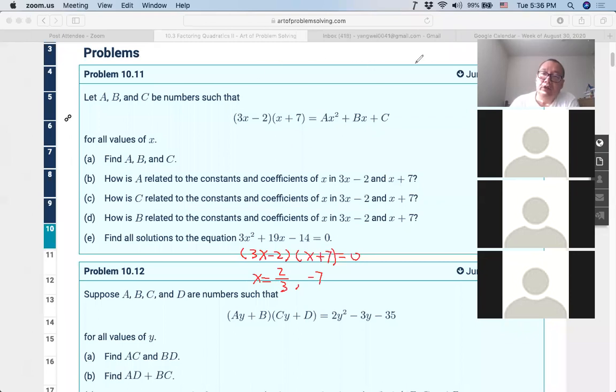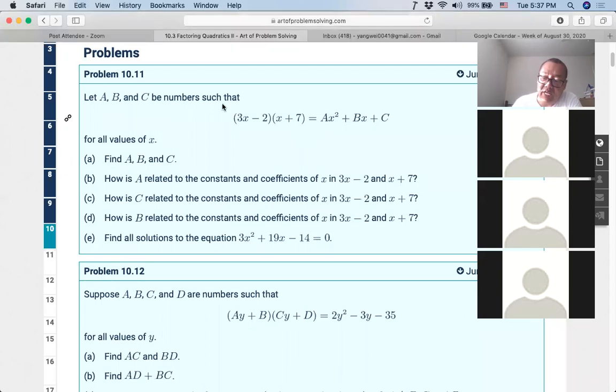So the key to finding the coefficients of these two binomials is to set their coefficients as unknowns. Then you expand the product of the two binomials, then compare with the original quadratic equation. Then try to find these coefficients. So now let's see the second example. This is 10.12.